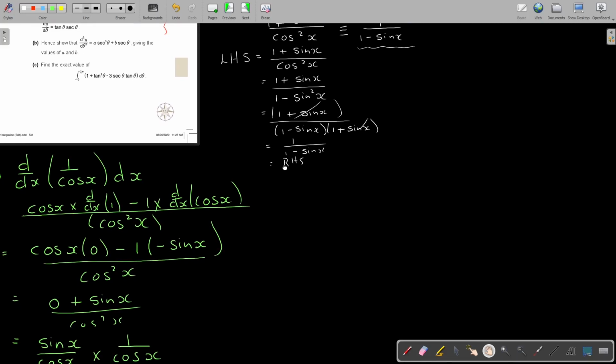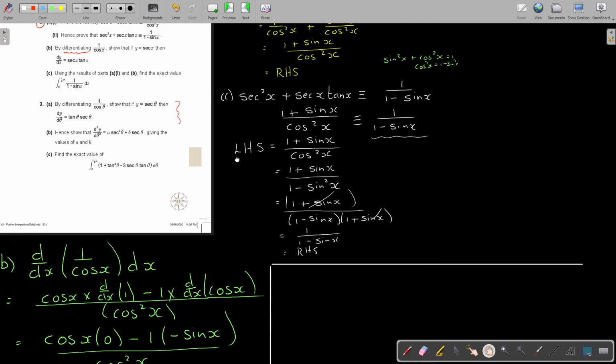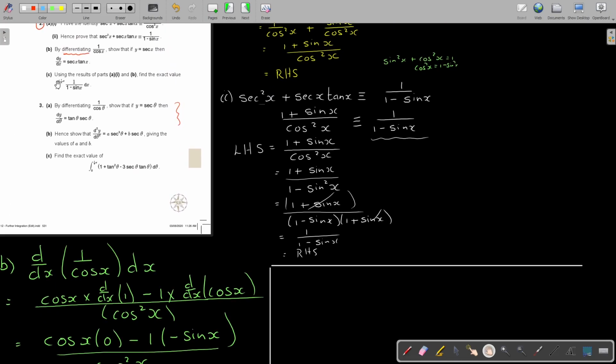Okay, and now I'm just going to make a line just to give myself a little bit of space here. Then I'm just going to do the last one, number C. Using the results of part A and B, find the exact value of this. So let's start with number C.